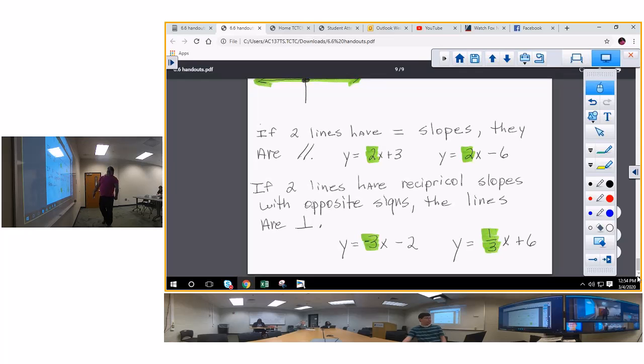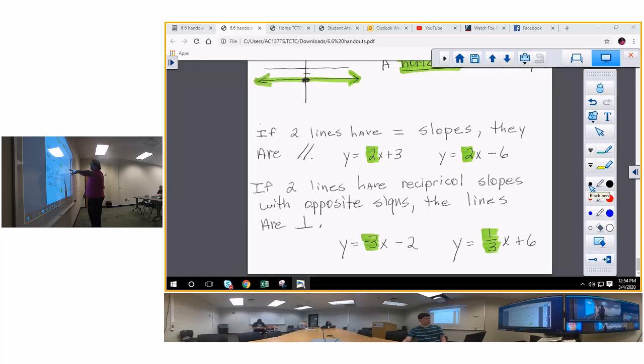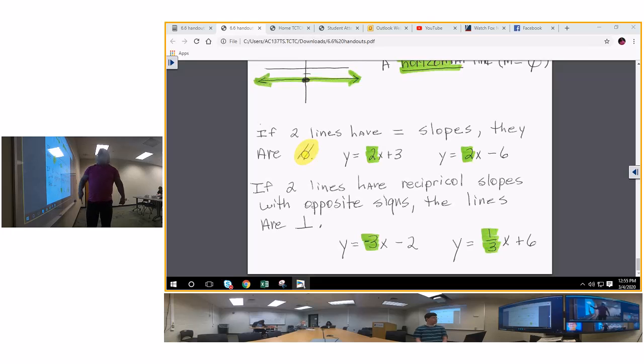If two lines have equal slopes, if m is equal to m, let me give you an example. There's an example right there. You solve for y and you get 2x plus 3. And you solve for y and you get 2x minus 6. The slopes are what? Equal. So therefore, what are the two lines doing? They're parallel.